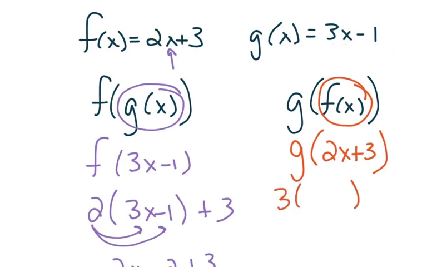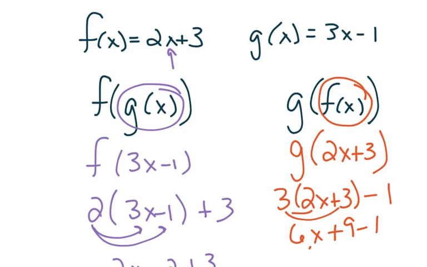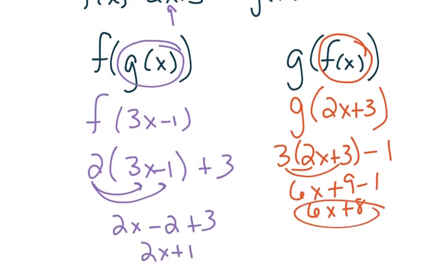So I'm going to take out the x, because we're going to replace it, and we're going to put 2x plus 3 instead. And now we have distribution again, so I have 6x plus 9 minus 1, which is going to be 6x plus 8. And that would be the final answer.